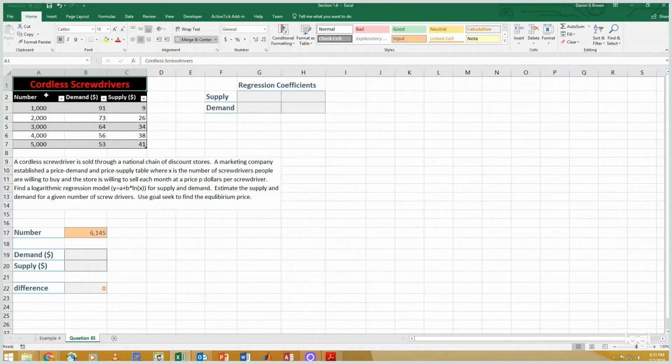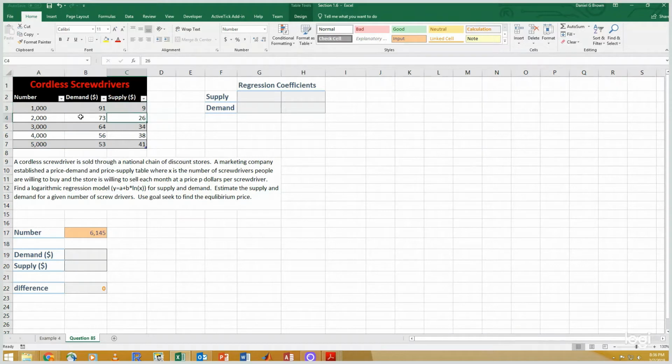So let's look at our data. If the price, so in our demand column, if the price of the screwdriver is $73, customers are expected to buy 2,000 screwdrivers. If the price of the screwdriver is only $56, customers are expected to buy 4,000 screwdrivers.